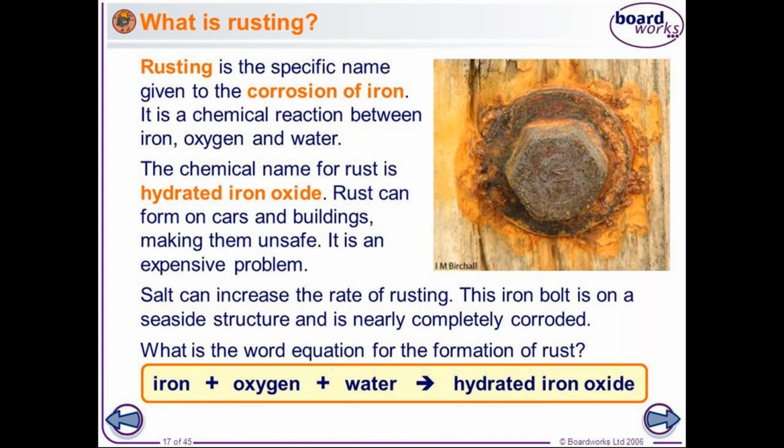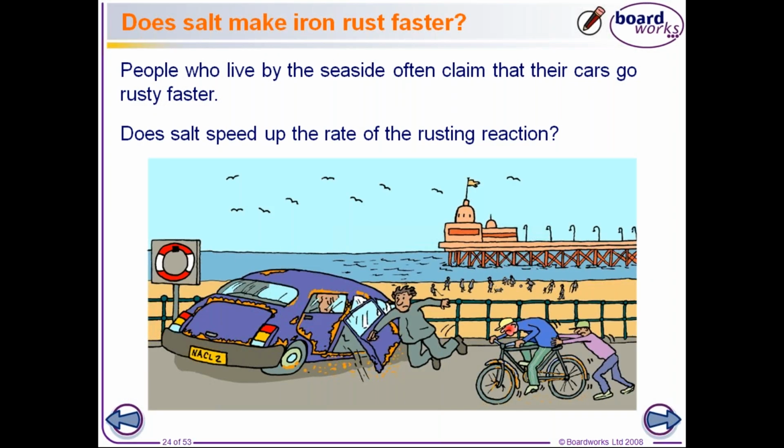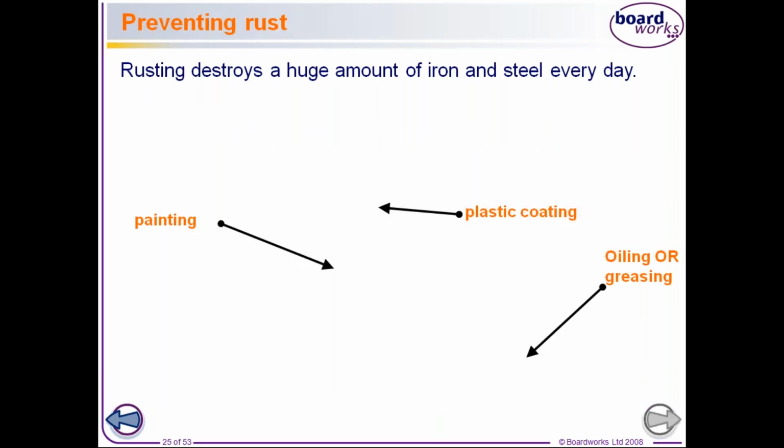There are some factors that increase the rate of rusting. We're not going to look at them all, but I will mention only one, which is salt or salty water. People who live by the seaside often claim that their metal objects, their cars, their bicycles, go rusty faster. Why does it happen? It happens because of the salty water. So salty water increases the rusting process.